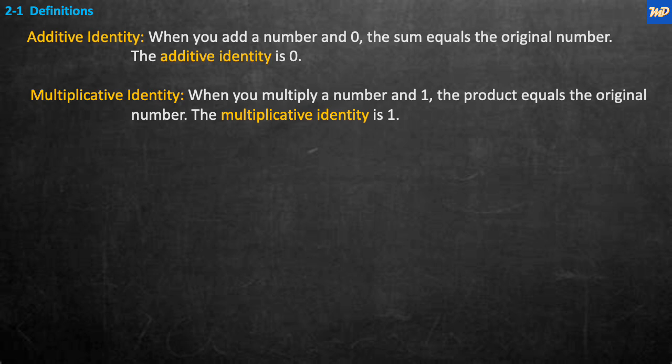Okay, before we get into it, I'd like to talk about a couple definitions. Additive identity. When you add a number and zero, the sum equals the original number. The additive identity is zero. Multiplicative identity. When you multiply a number and 1, the product equals the original number. The multiplicative identity is 1.